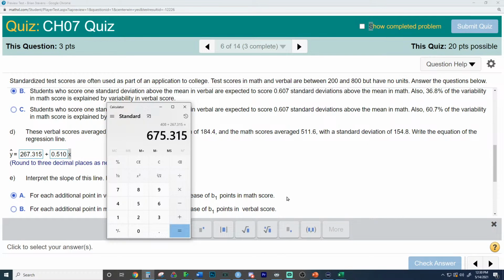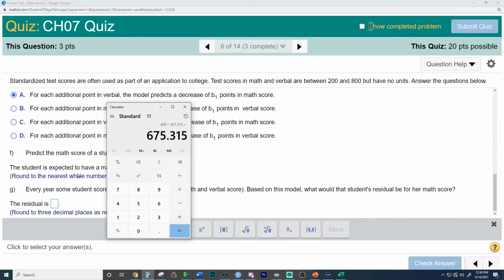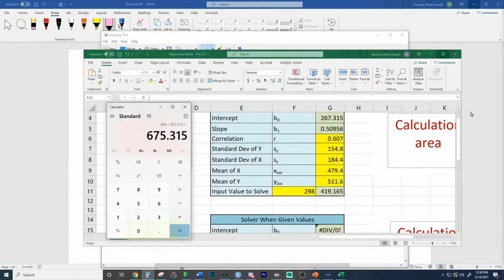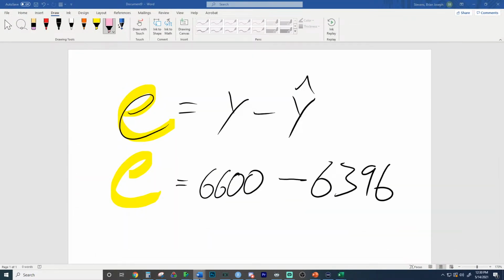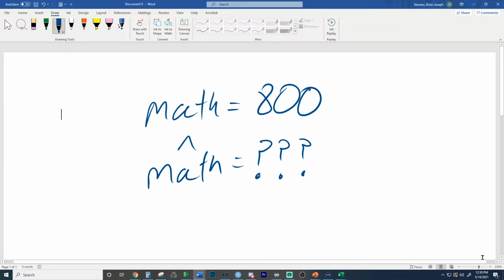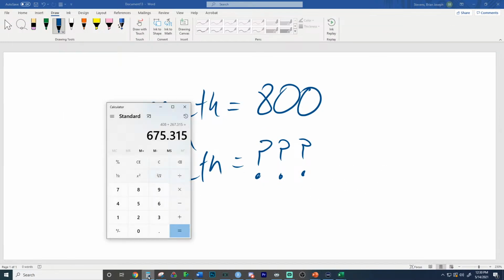Great job, Layla. Yep. And great job solving this. This is one of the most commonly, wait, how did you get this? This is their verbal score, 800. Now we're solving for their predicted math. And so now that we have their predicted math score, their predicted math score right here is 675.315.